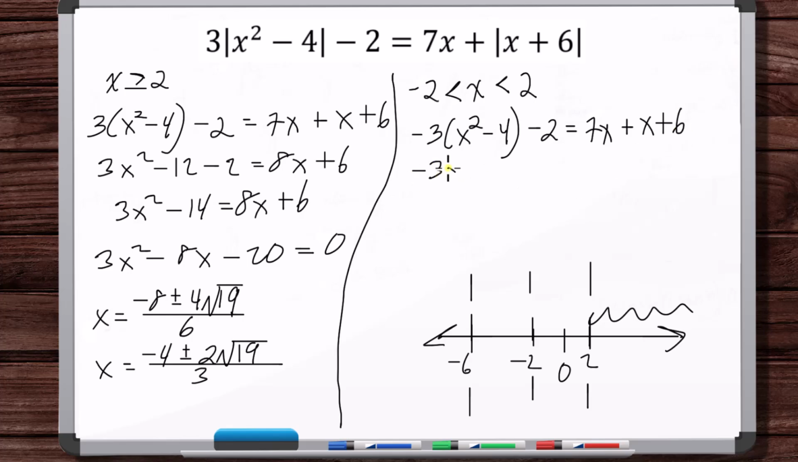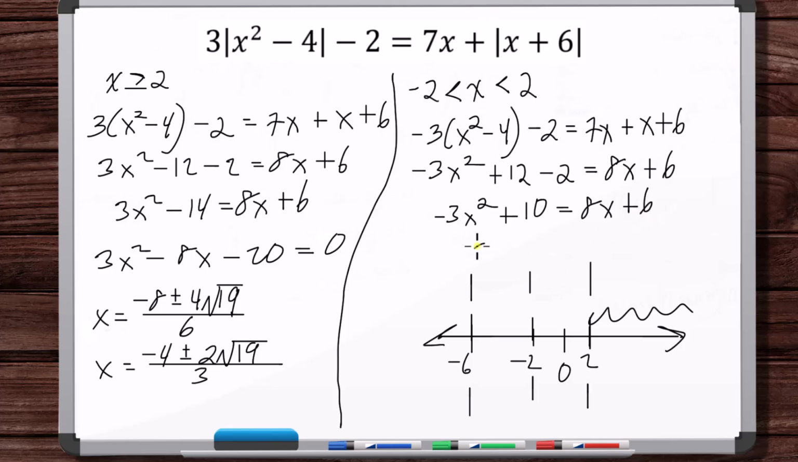Okay, minus 3x squared plus 12 minus 2 is equal to 8x plus 6. Okay, minus 3x squared plus 10. Okay, so 3x squared plus 8x, and then 6 minus 10 is minus 4. Okay, so 3 times minus 4 is minus 12. We've got minus 6 times 2.